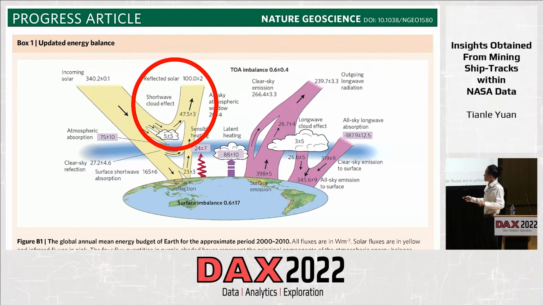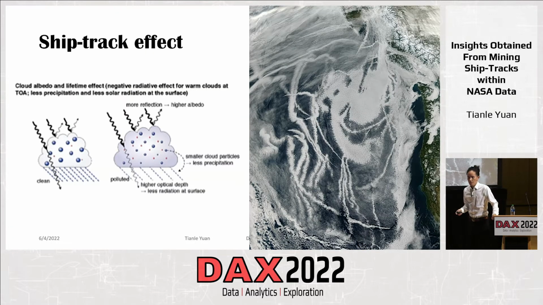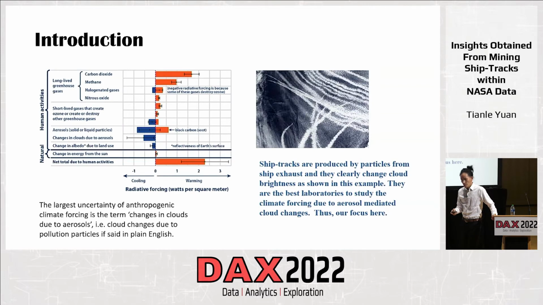A big uncertainty in our understanding of climate science is how human pollution has changed the clouds and therefore the cloud brightness, and therefore how it changes the amount of energy reflected back to space. It turns out that's a really complicated problem because clouds are really hard to understand, hard to capture, hard to observe.